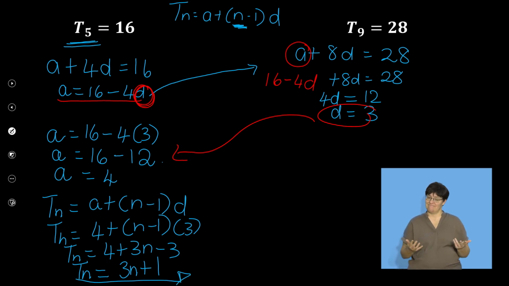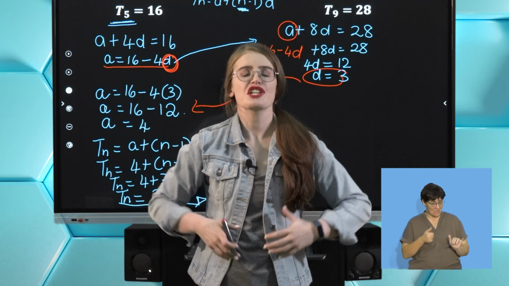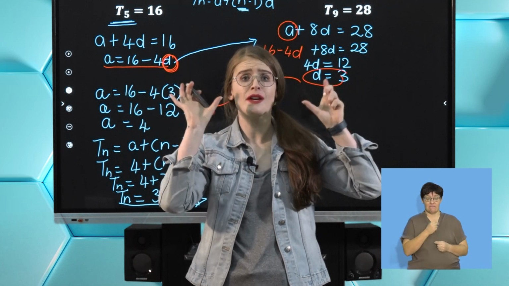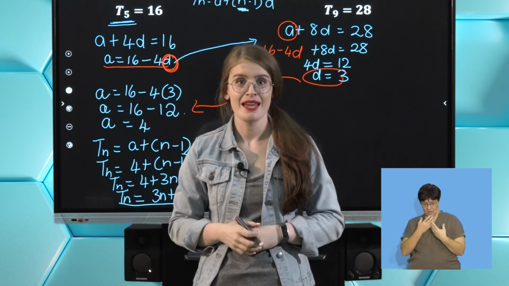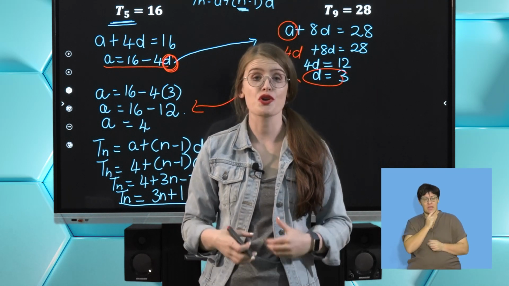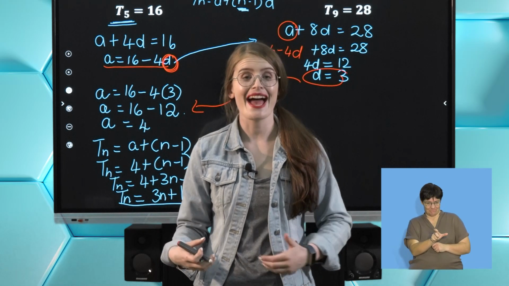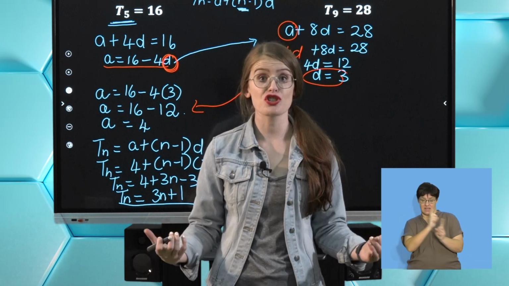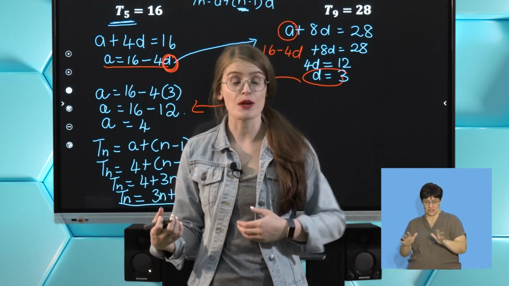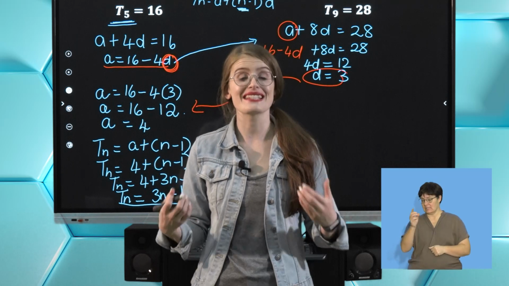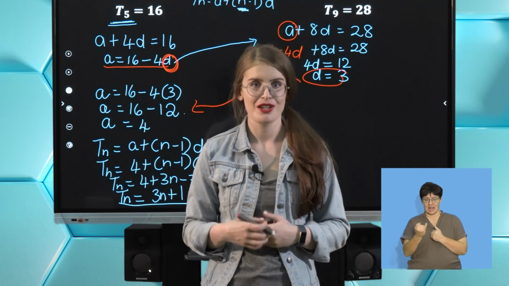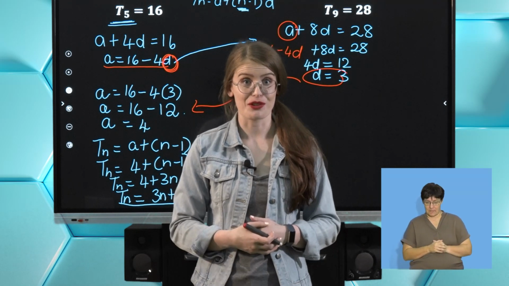I'm hoping that everyone's with me at this point. So essentially, what has happened in the example behind me? I was given two different pieces of information about a pattern. I used those pieces of information to express certain terms in terms of A and in terms of D. I then solved simultaneously for A and D. Once I had A and once I had D, I could then substitute them into my general formula to isolate the general term. So let's look at the next part of the question.